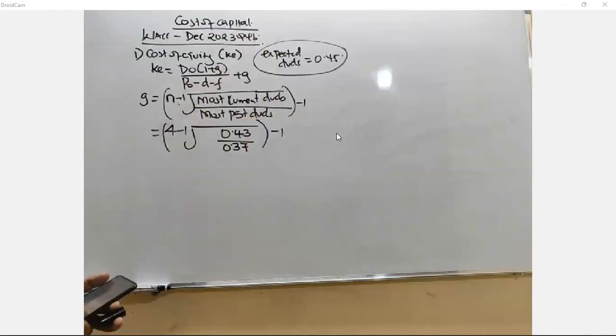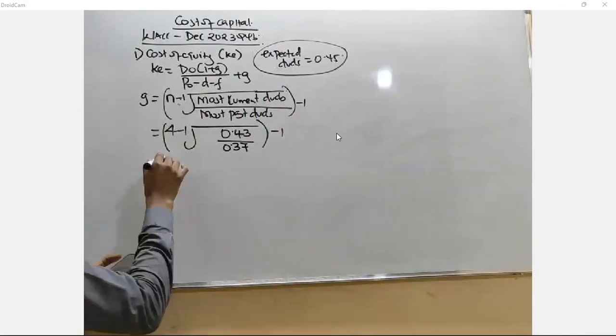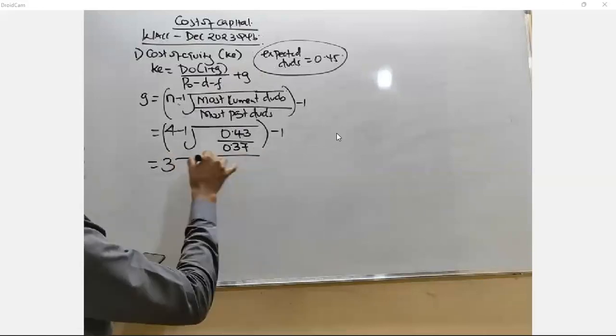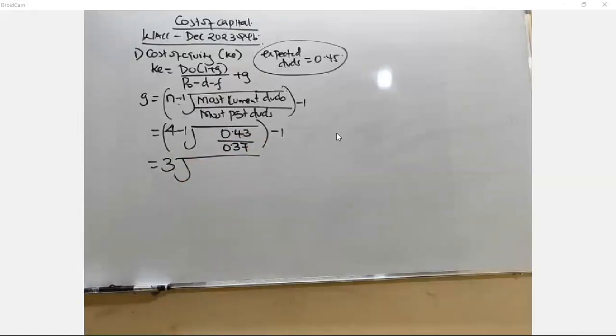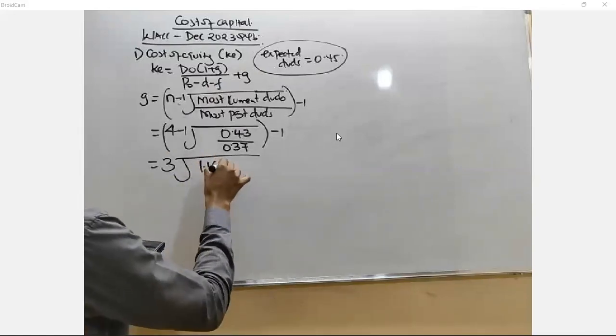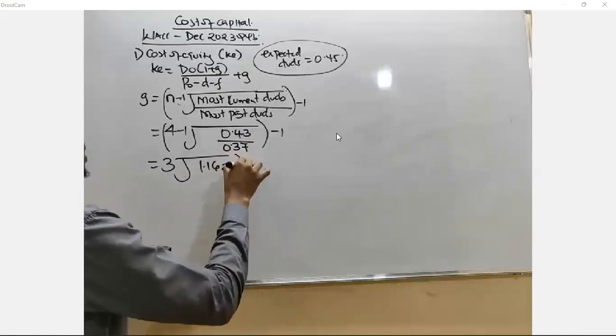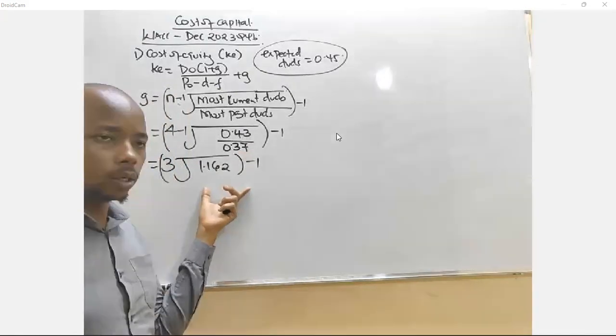Now, after we do so, can we use our calculator to compute this? We say yes. Now it is the cube root of 0.43 divided by 0.37. How much are you getting there? 0.43 divided by 0.37, getting 1.162. And all of these, right, we subtract 1. All of these, you subtract 1, right?